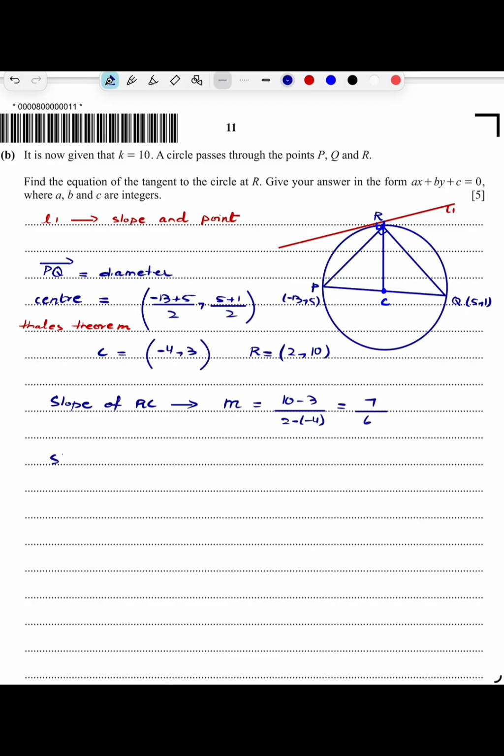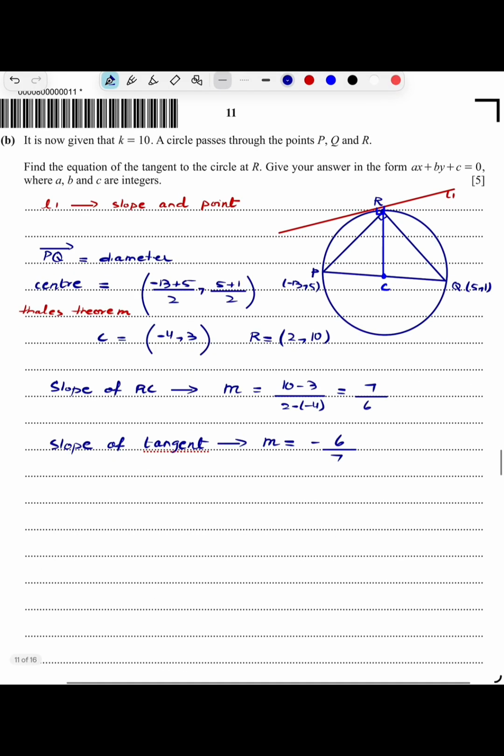Okay, so what is the slope of the tangent line? Remember, because it makes a 90 degree angle, therefore you have to take the reciprocal and reverse the sign. Because when you multiply the slopes, they have to give you -1, and this is the only way you'll get -1. Take the reciprocal and reverse the sign. Okay, now we have everything we need.